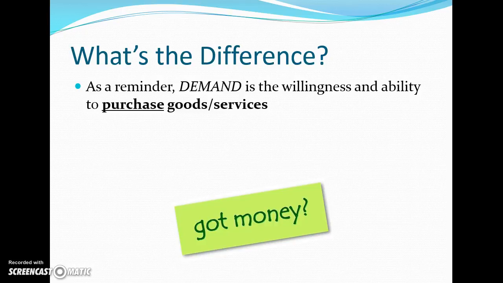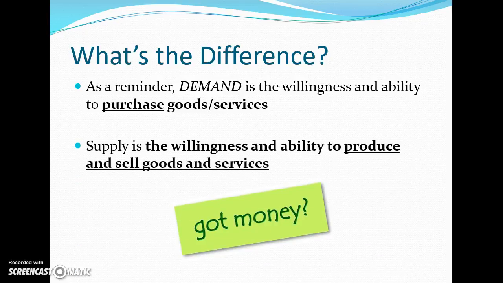So let's go over demand really quickly. Demand is the willingness and ability to purchase goods and services. Supply is the willingness and ability to produce goods and services. So this is how willing are you to supply your labor to somebody else? How willing are you to go to work? How willing are you to make something that somebody else is going to buy?